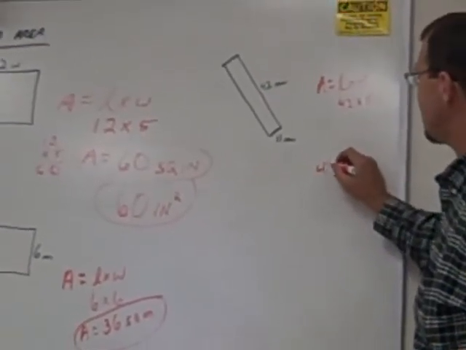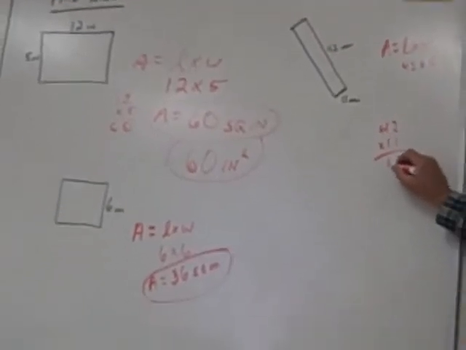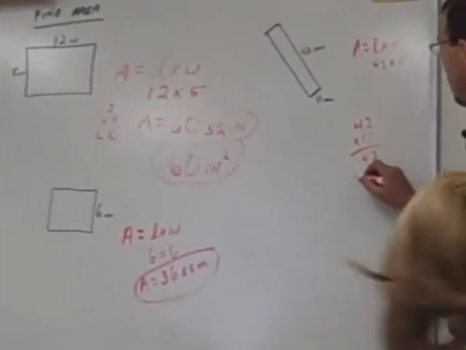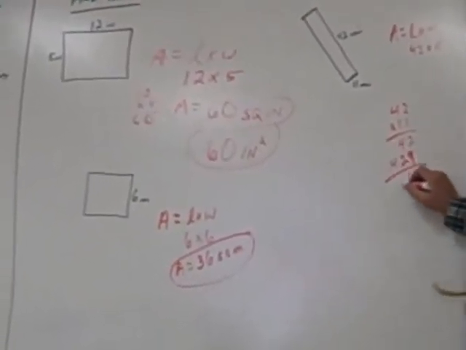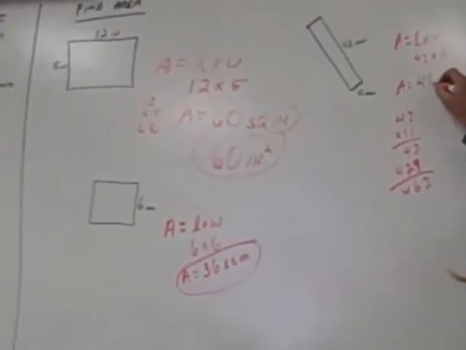I have no idea, so let's do this. 1, 2, 2. 1, 4, 4. Bump over. 1, 2, 2. 1, 4, 4. Whoop. 2, 6, 6, 4. So area is 4, 6, 2.